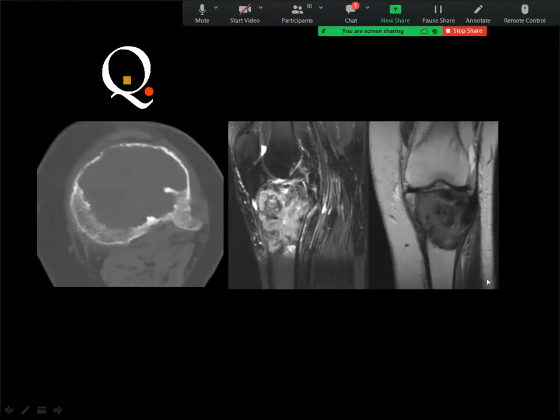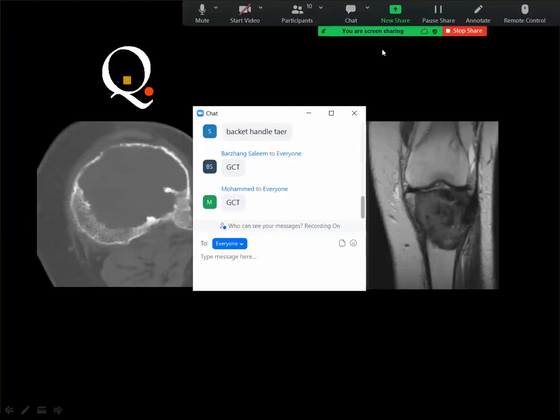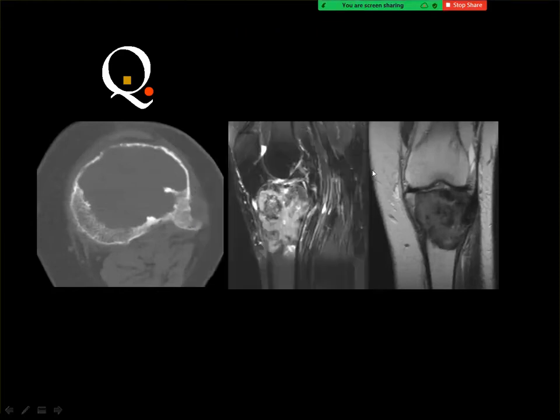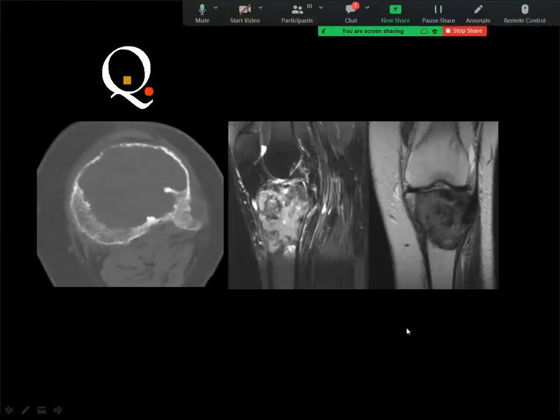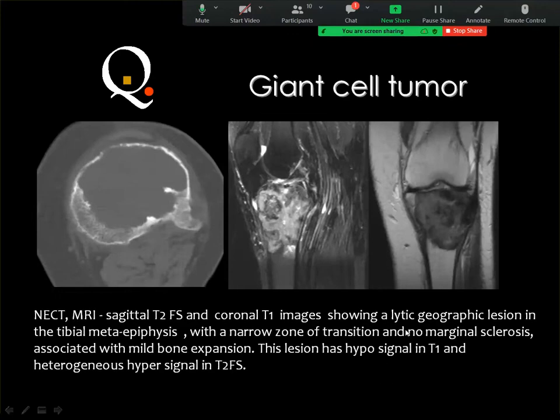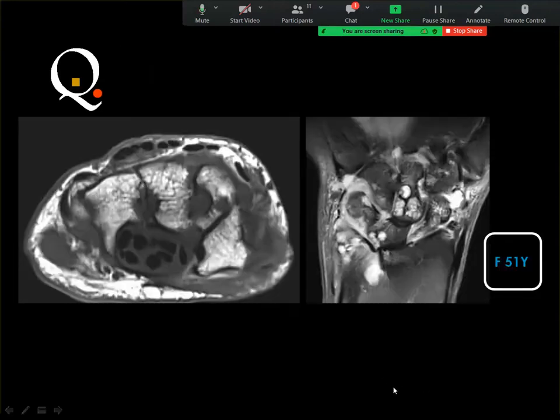Then this is the CT scan, sagittal STIR and coronal T1. Giant cell tumor, yes, and this is a good answer. And you see an osteolytic lesion with a rarefaction of the cortex, and the lesion is reaching the articular surface, which is diagnostic of giant cell tumor.